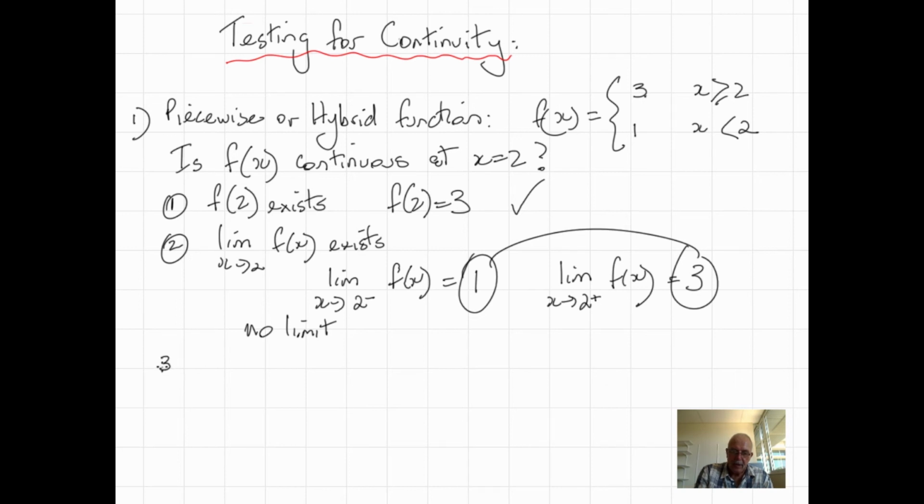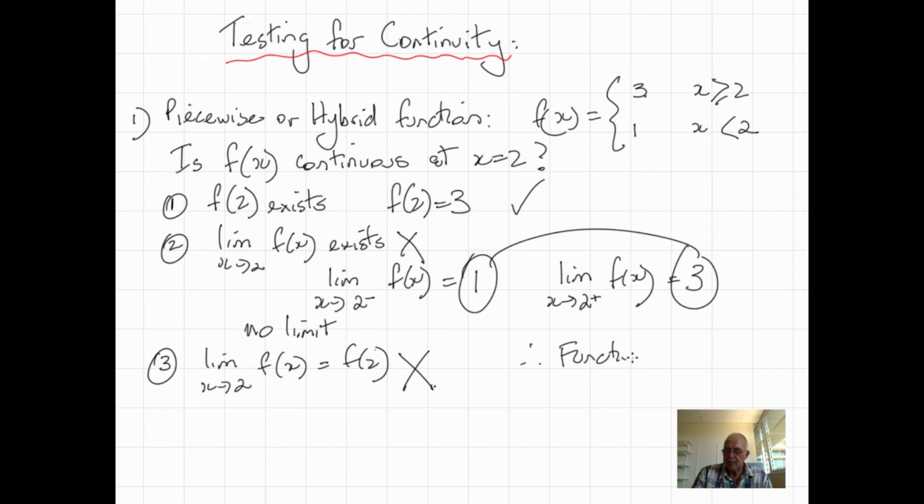So we don't need to go on. The third step is that the limit as x approaches 2 of f of x equals f of 2. We don't have to worry about that, because the second test has already failed. So we can now say, therefore, the function is discontinuous at x equals 2. Once again, graphically, what does it look like?